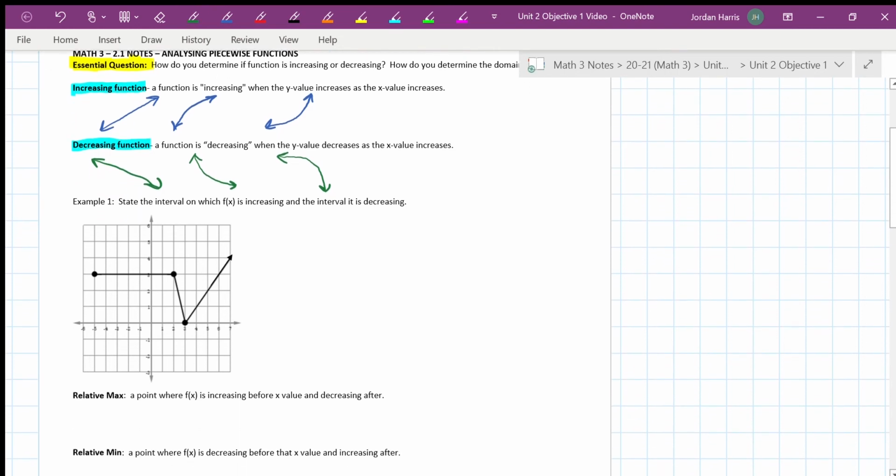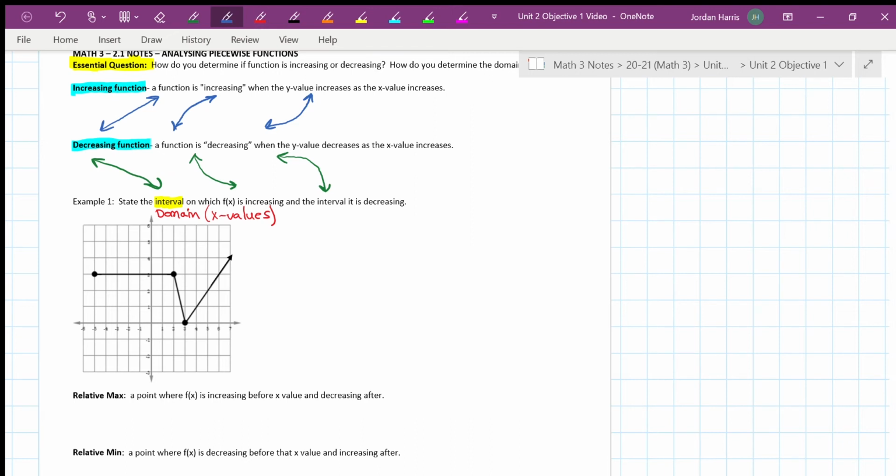Okay. So, state the interval. All right, that's an important thing. So before we move on, realize that we talk about domain intervals. Whenever they say state the interval on which f of x is increasing, or state the interval where something is happening, it's always a domain interval. So remember, a domain are the x values. So we're describing a position on a graph using the x values.